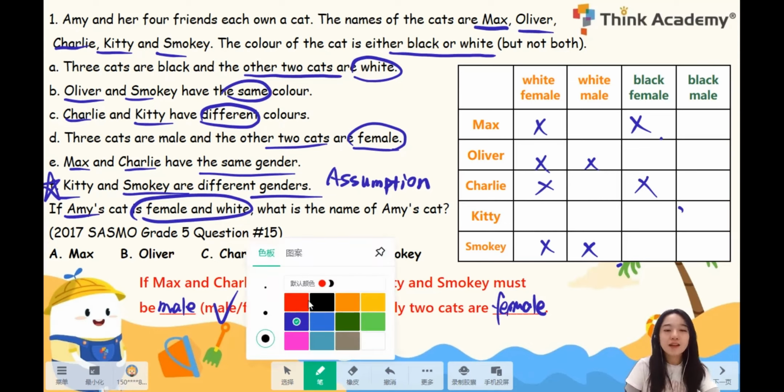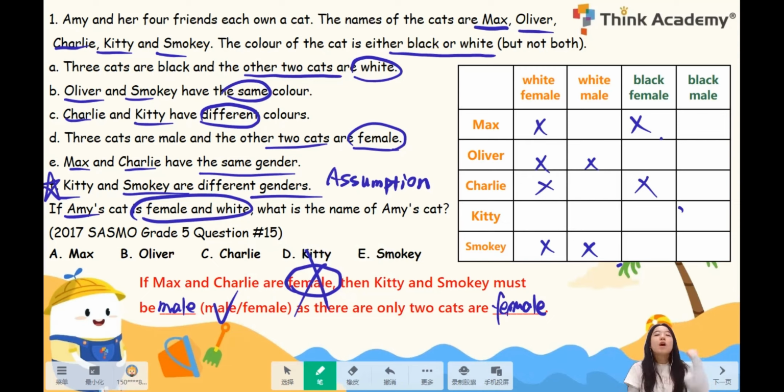In this case, actually we don't know whether Max is a white male or black male, but it doesn't matter. Let's see. Which cat is the white female? It can only be Kitty. If we know one of the cats must be white and female, it's not Max, it's not Oliver or Charlie or Smokey. The only possible option is Kitty. In this way, after we eliminate the other 4 cats, we know what the correct answer is.